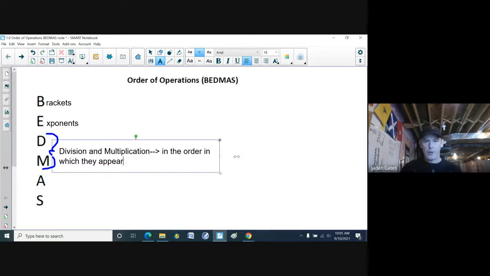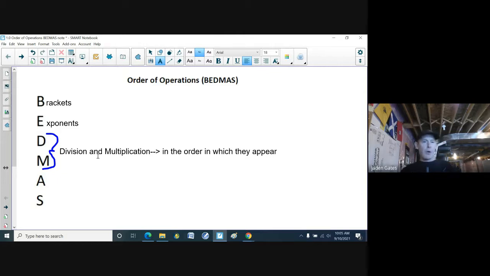Let's extend this out a bit. There we go. So if you have division and multiplication, you don't necessarily do the division first. It's just whatever comes first, left to right. So I should put that in there, left to right, just like reading.